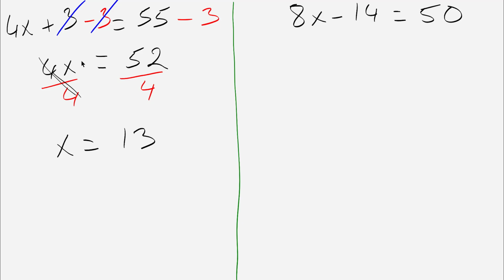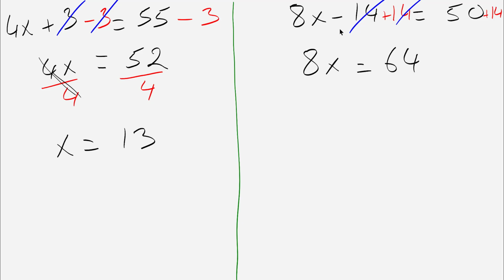Have a look at another example on the right here. 8x minus 14 equals 50. The first thing I have to do is deal with this minus 14. So to get rid of the minus 14, I'm going to add 14 to the left, therefore remembering to add 14 to the right. So my next line will be 8x, then once again the minus 14 and the plus 14 will cancel each other out, equals, and 50 plus 14 is 64. So if 8x equals 64, to go from 8x to x, we'll divide by 8. So x will equal 64 divided by 8, which is 8.